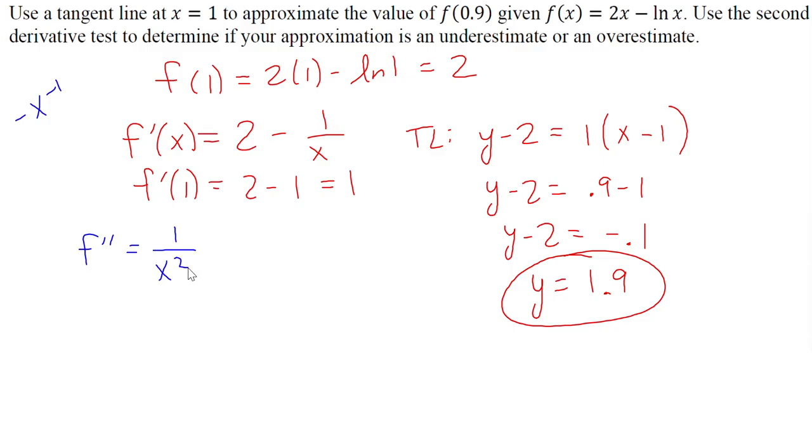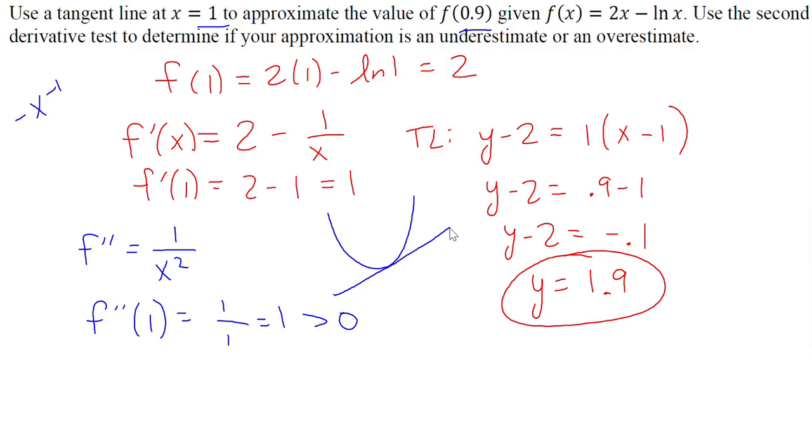So the only place where this would change from concave up to concave down potentially would be at x equals 0, where it's undefined, because it's never equal to 0. And that's not between 1 and 0.9, so we don't need to worry about that. So we'll just evaluate this at 1, which gives us 1 over 1, which is a positive value. Since we have a positive value here, the function is concave up, and a tangent line will be an underestimate. So we'll note that this is concave up, and that means it's an underestimate.